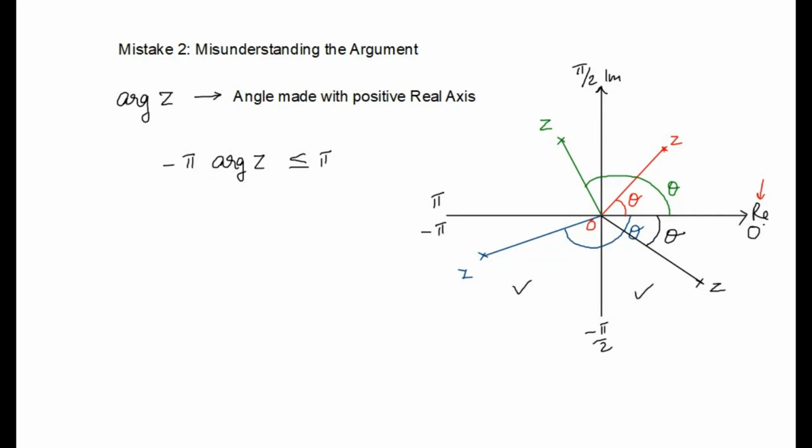Students must also keep in mind that the arguments formed by complex numbers in the third and fourth quadrants have negative values because they lie between minus pi and 0.